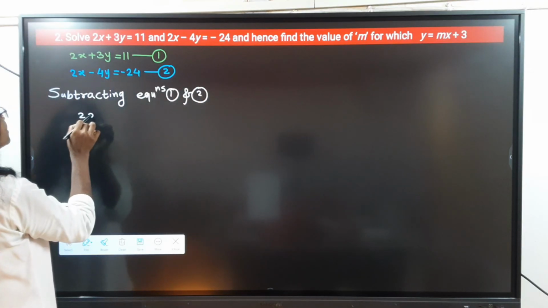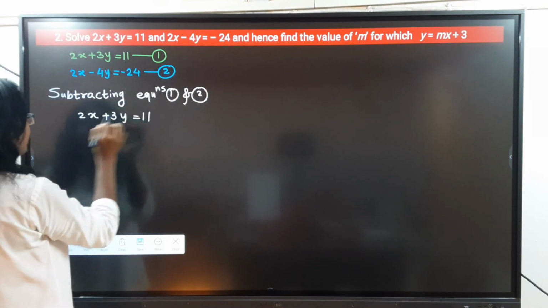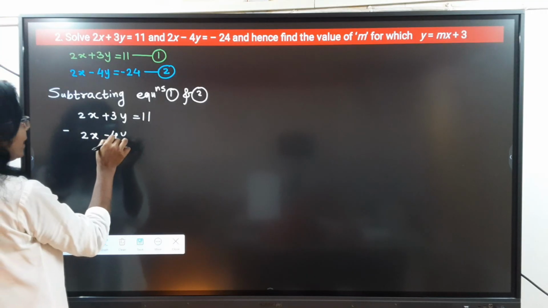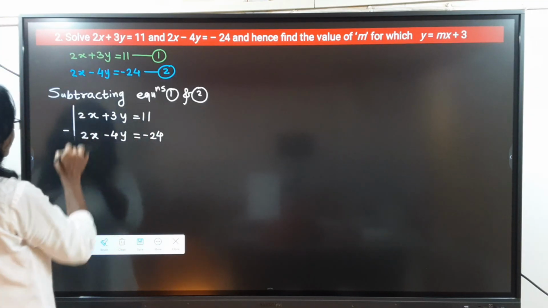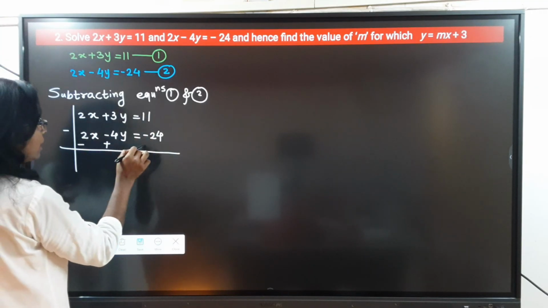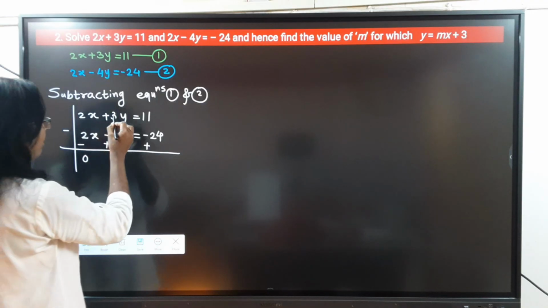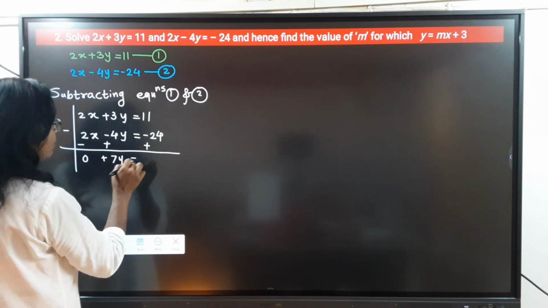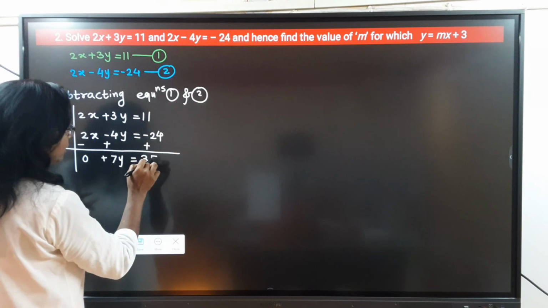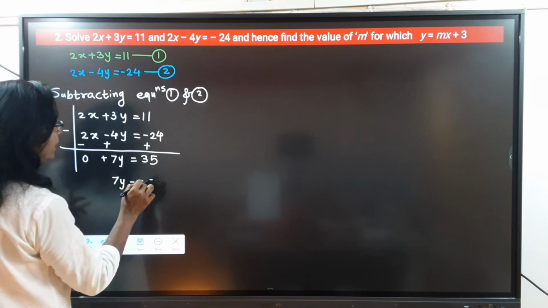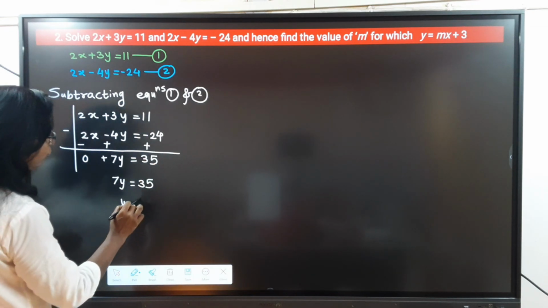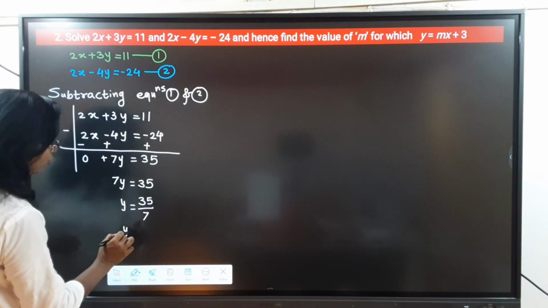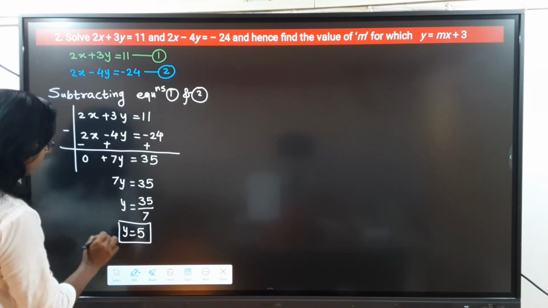Then here, 2x plus 3y is equal to 11 minus 2x minus 4y is equal to minus 24. So here minus, here plus: 2x minus 2x is 0, 3 plus 4 is 7y, which is equal to 11 plus 24, that means 35. So here 7y is equal to 35, students, and y is equal to 35 upon 7, therefore y is equal to 5.